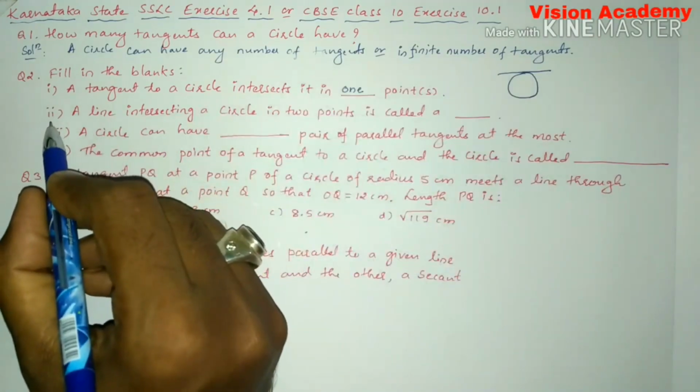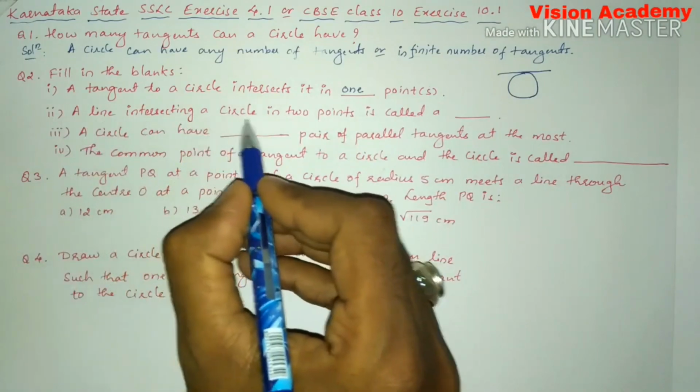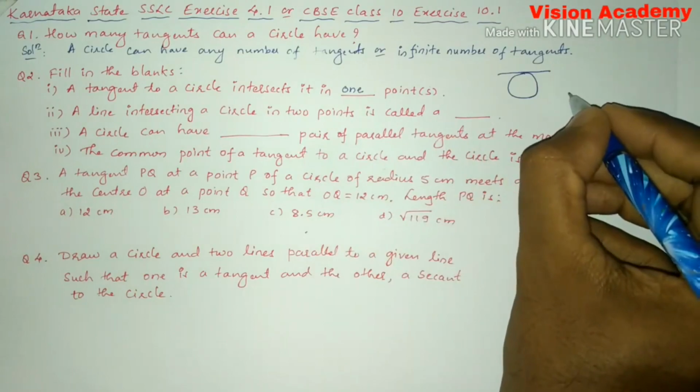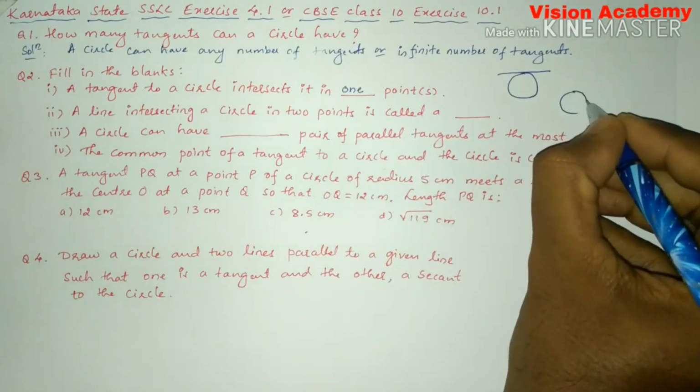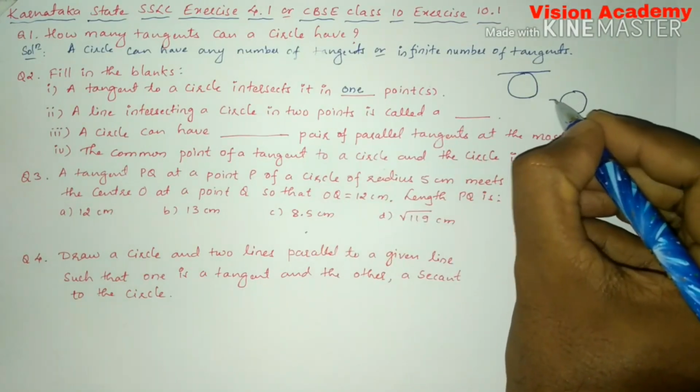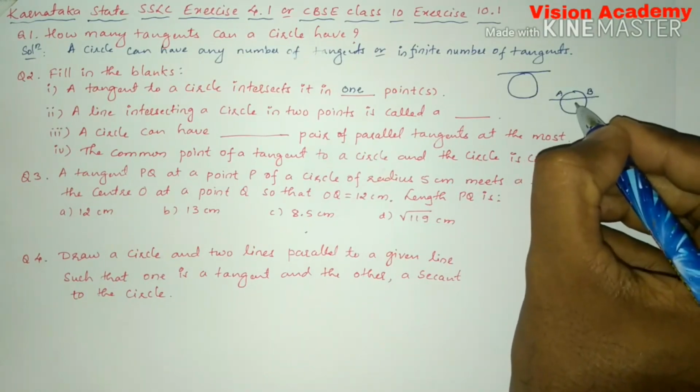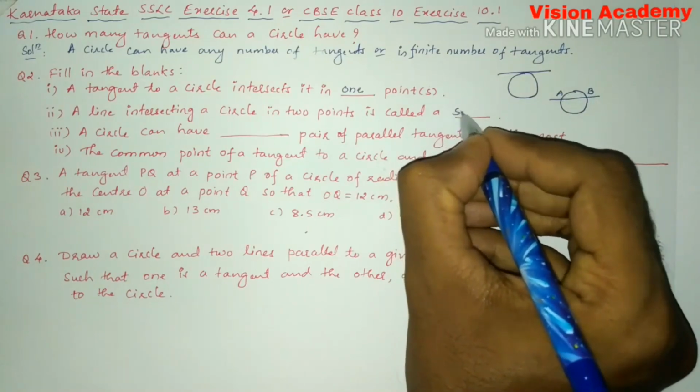Now let us move on to Roman number 2. A line intersecting a circle in 2 points is called a dash. So here let us draw a circle and a straight line that passing through the 2 points. Let us consider A and B. So such line is called as a secant.